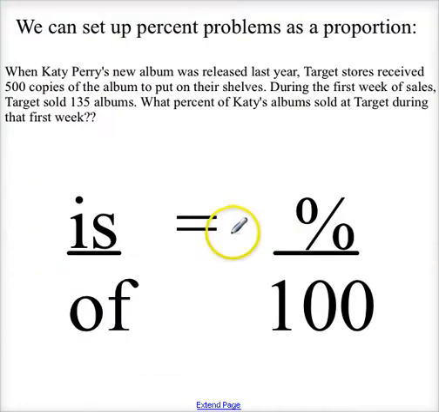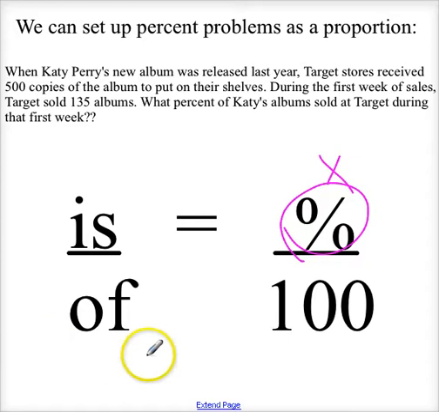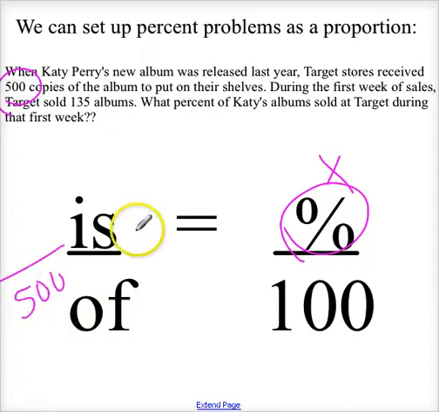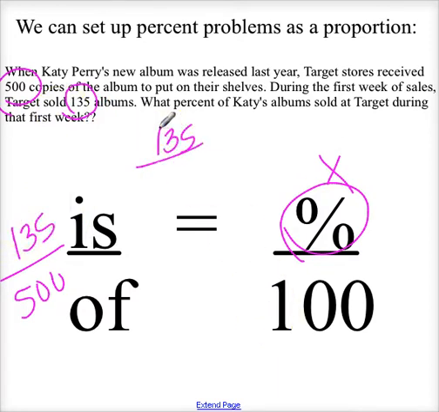In Katy Perry's example, I still have my is over of equals percent over 100. We're looking for percent, so we put an X in that spot of the proportion because we don't know. Of is the whole number. 500 copies is our of in this example, because that's the total number of albums there were. So 500 is on the bottom, and the is is the part, the portion. Only 135 albums sold that first week. Writing this out, 135 over 500 equals X over 100.